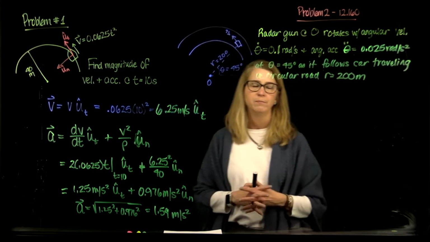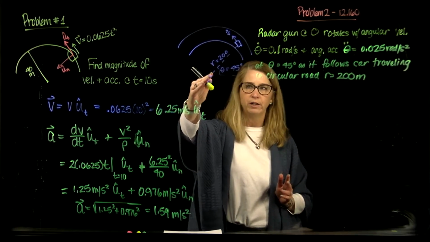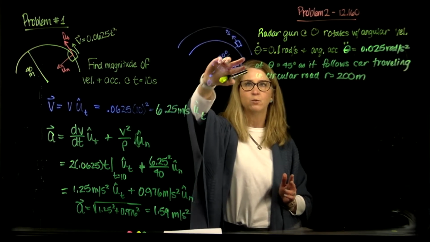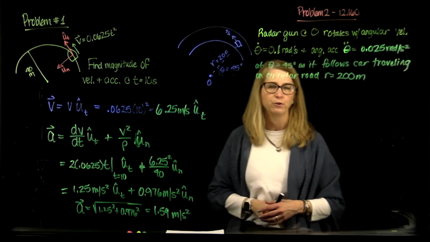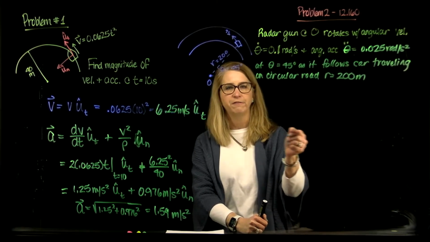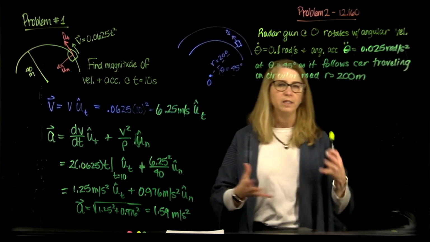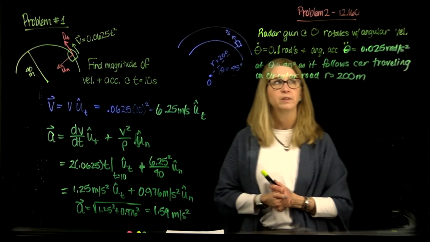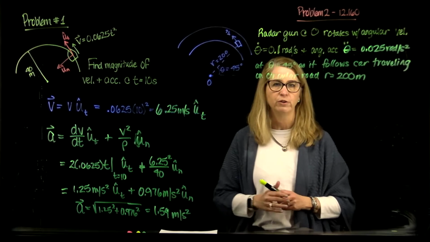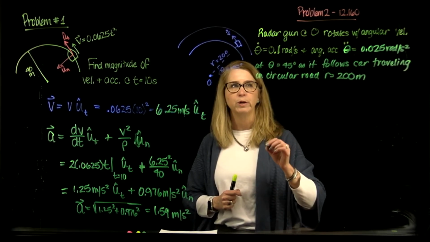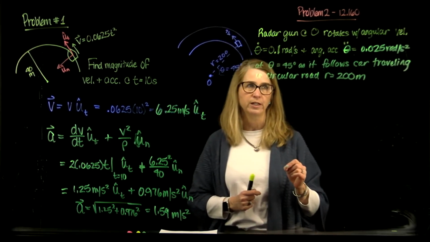Now, in our second scenario, the policeman with the radar gun is at the origin, and he's watching a car go around in a circular path. The radius of the circle is 200 meters. Because he has to follow the car, the motion of his radar gun as it's rotating will be influenced by the speed of the car. We're told that at the instant when the angle is 45 degrees, the angular velocity is 0.1 radians per second and the angular acceleration is 0.025 radians per second squared.